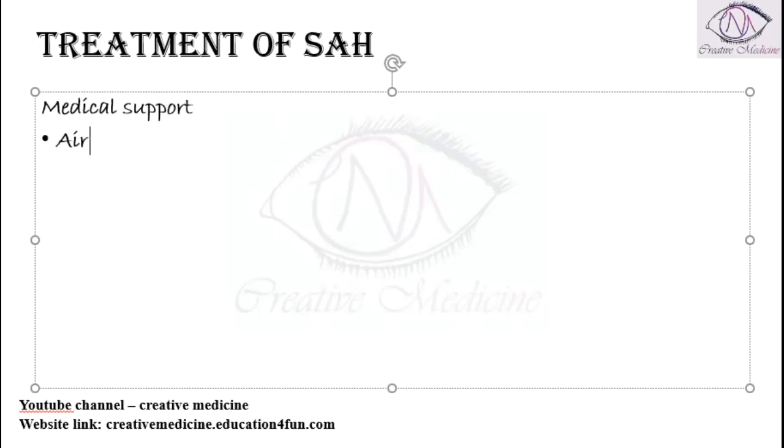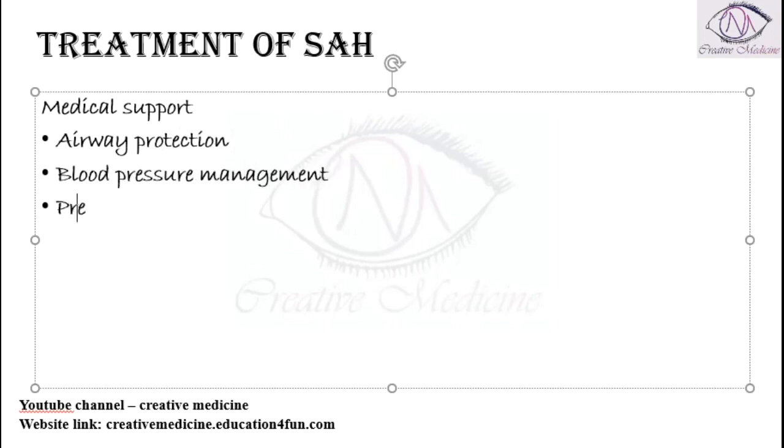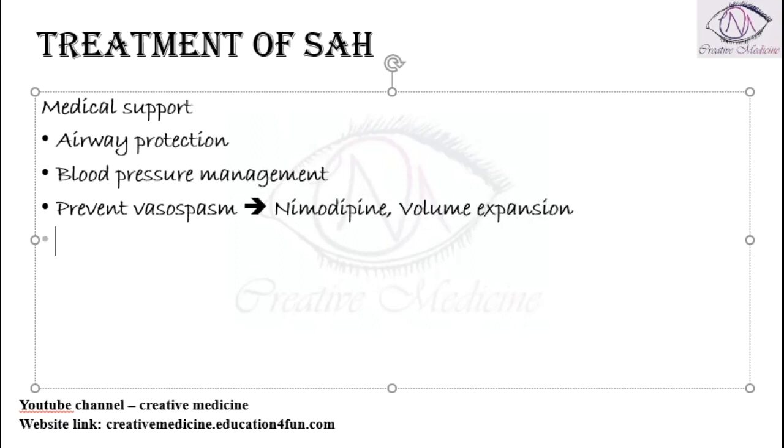Medical support, like we should give airway protection to the patient, and in the circulation, blood pressure monitoring is important, and blood pressure management should be important. We should prevent vasospasm also. This vasospasm is mainly prevented by drugs like nimodipine, which can be used for vasospasm prevention, and we can also use volume expansion.